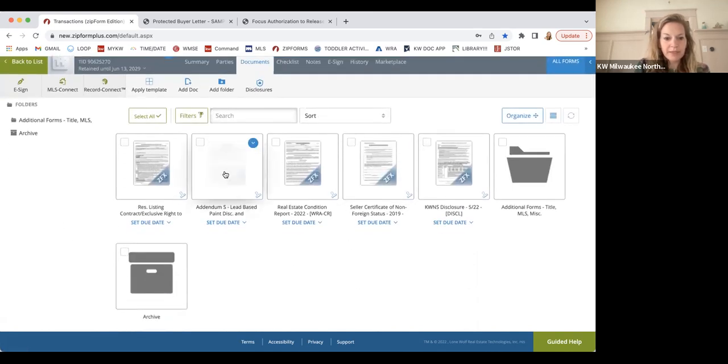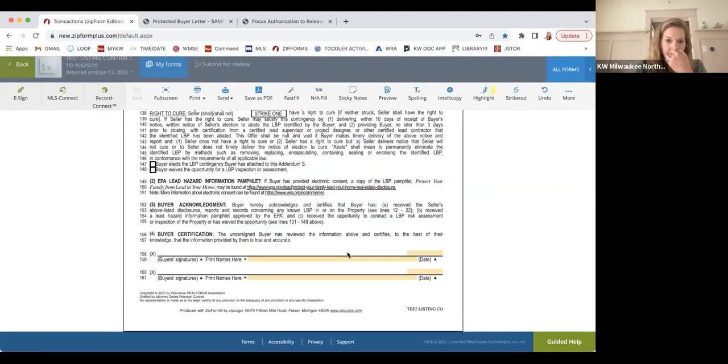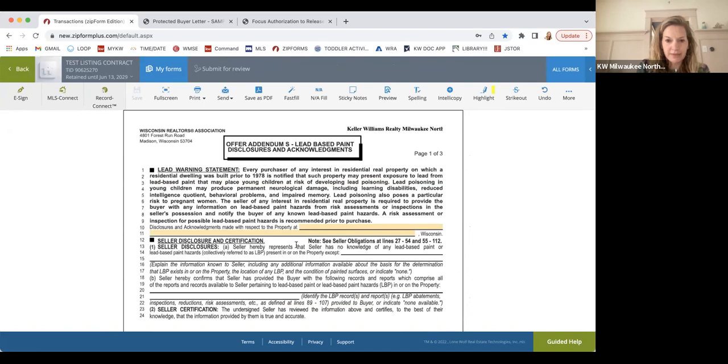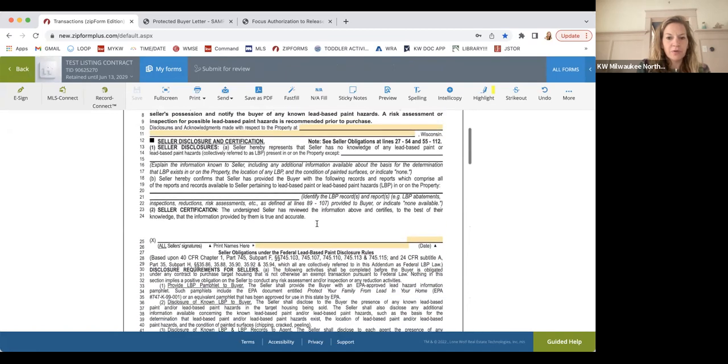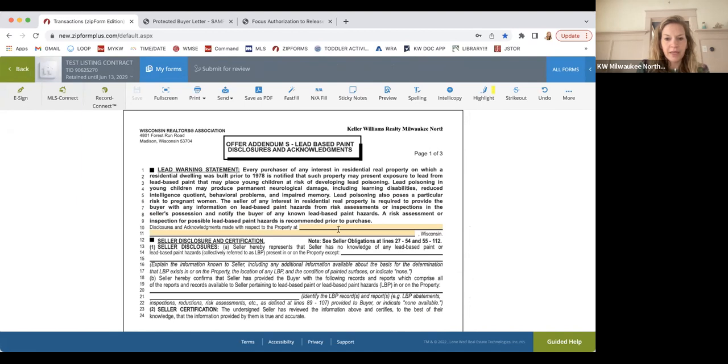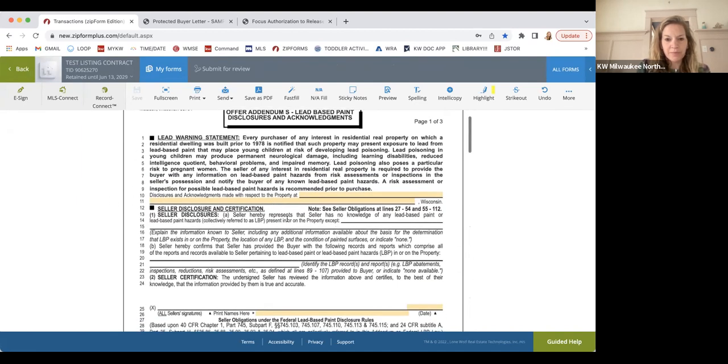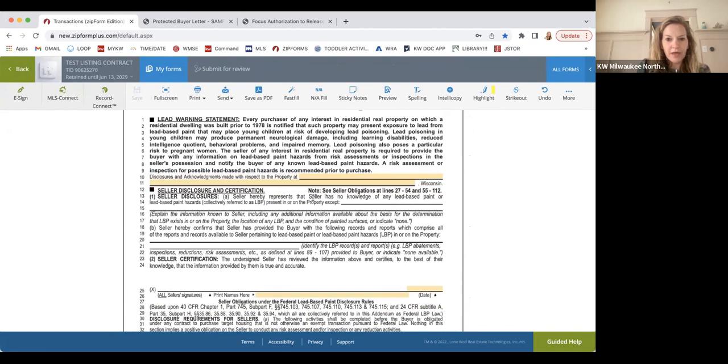Next we have the lead-based paint addendum. This is required for all properties built before 1978. Again, another form for the seller to fill out. On lines 10 and 11 is where we'll put the address of the property. Lines 14 and 15 and 19 and 20 is where they will indicate whether or not they have any knowledge of lead-based paint.